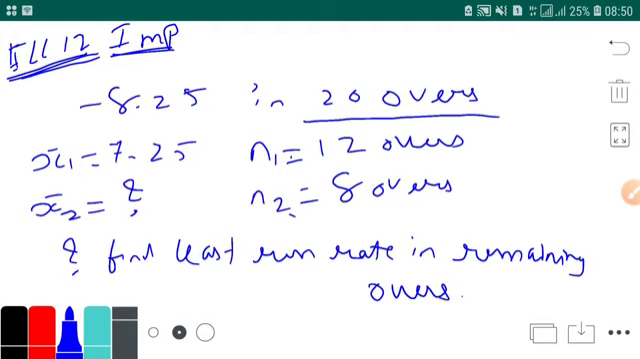Then sir, what is 8.25? This is the mean of all the overs, that means this is the combined mean. Yes, this was the twist in the question. That combined mean was already given, and you were asked to find the x bar 2.